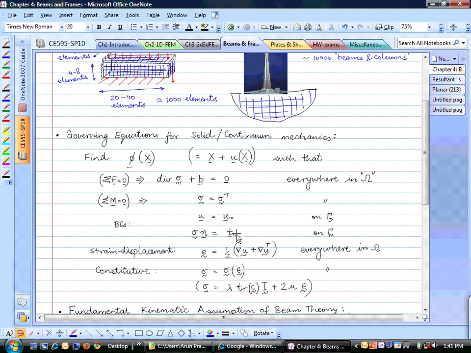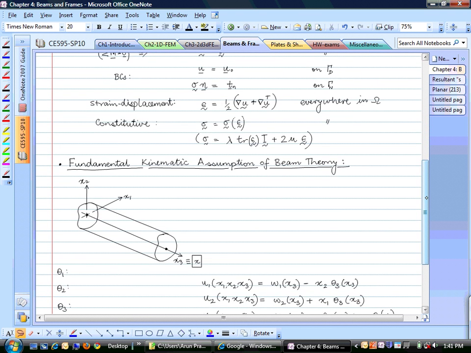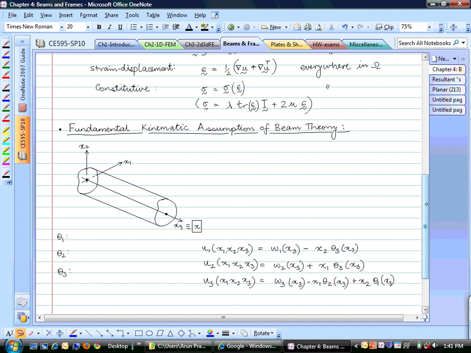So how do we make sure that all these conditions are still satisfied if we use some sort of an assumption that we will try to characterize the displacement of this beam in terms of only its center line? So that's basically the motivation and the basic assumption behind this beam theory. So let's take a look at how we can formulate this type of thing.